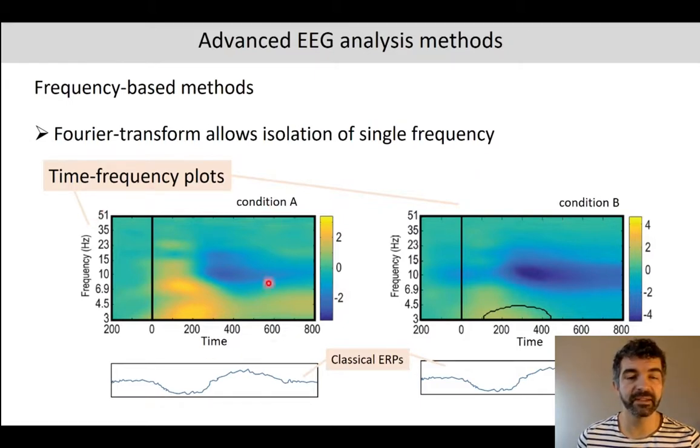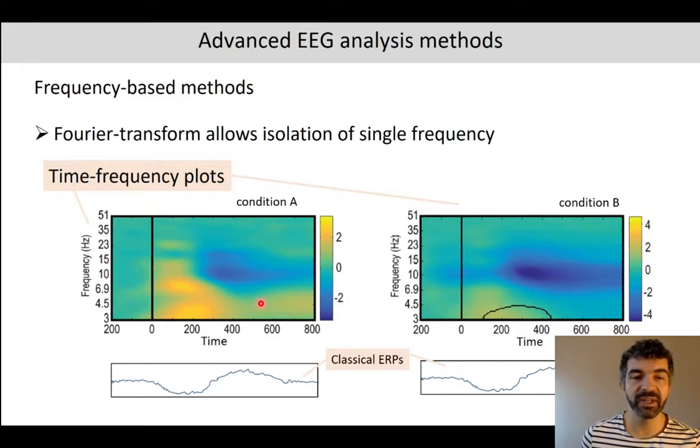So what this basically shows is 2 time frequency plots. The x-axis shows time, so this is similar to the ERP that we've talked about before. This could be a classical ERP, as you can see here. This is the onset of a stimulus, for example. And then on the y-axis, you don't see the amplitude of the ERP. The amplitude is actually color-coded here. But on the y-axis, instead, you see the frequency.